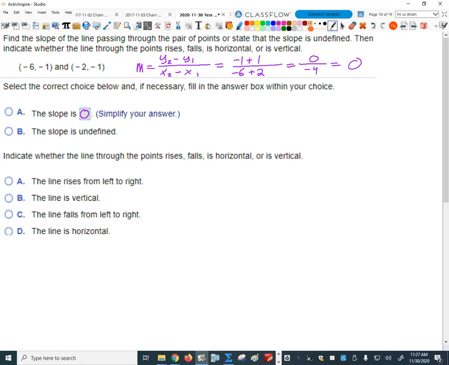So what does that mean about the line? From left to right, what are we doing? Which one of those best describes the line then? Is it rising, vertical, falling, or horizontal? Horizontal. That's it. Good. So 0 slope corresponds to a horizontal line. Very good.